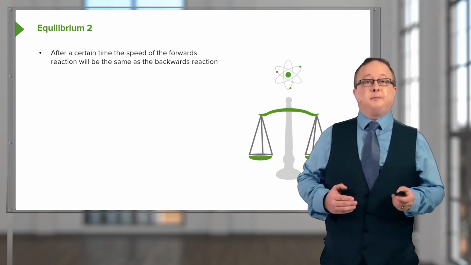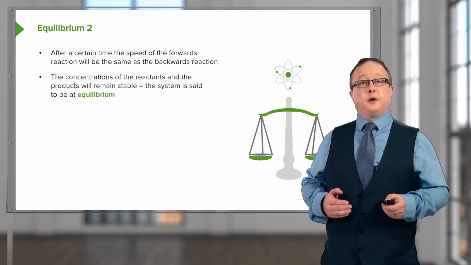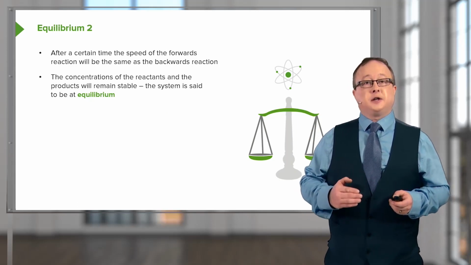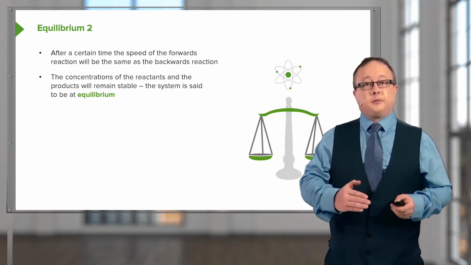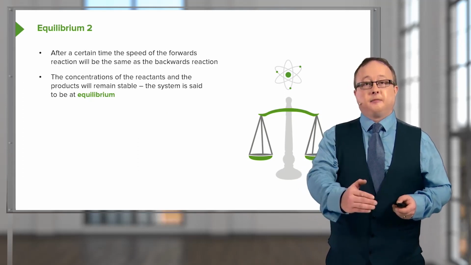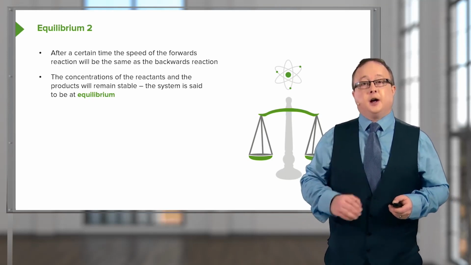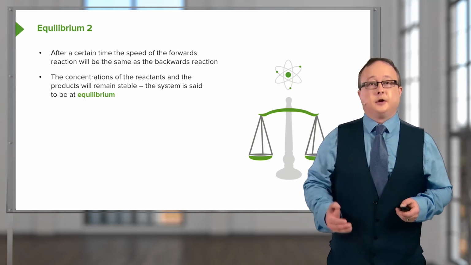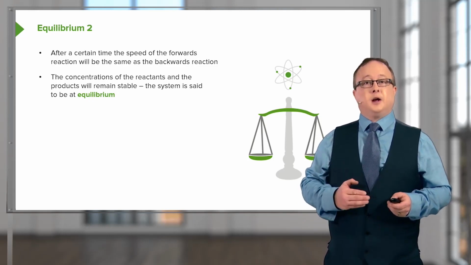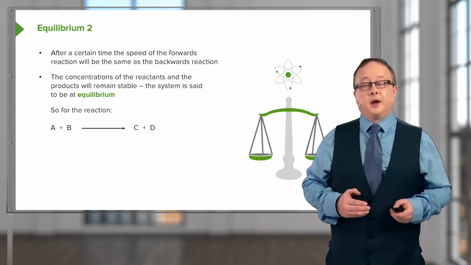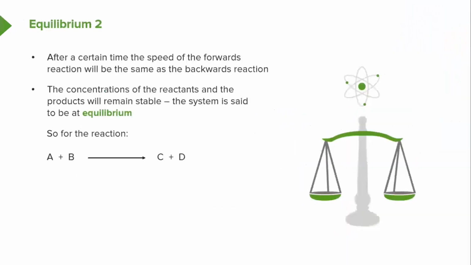After a certain time, the speed of the forward reaction will be the same as the backward reaction, and the concentrations of the reactants and the products will remain stable, or will remain steady state. That is to say, the concentration of neither the products nor the reactants will then change, unless there is influence externally by varying, for example, temperature or pressure. The system is said to be therefore at equilibrium. So, this is a model reaction which would be applicable to not just acid-base, but also to a whole number of different reactions, where we start off with two starting reactants, A plus B, that are converted into C and D.